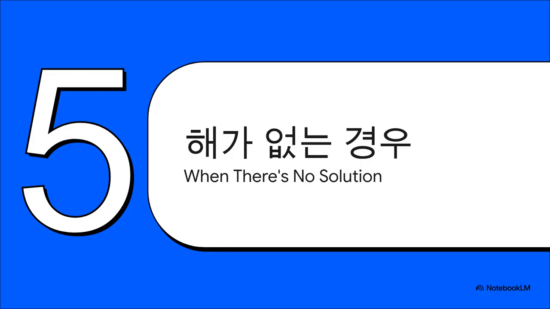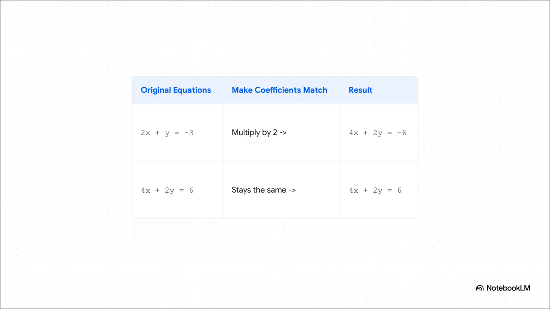But what if you follow all the rules perfectly and something just weird happens? Sometimes a system of equations has a little secret. It's impossible to solve. Let's see what that actually looks like. Okay, so let's try to solve this system using our elimination trick. We'll multiply that first equation by 2 so the coefficients match up. Now, just take a second and look really closely at what we've got. Do you see the problem here?